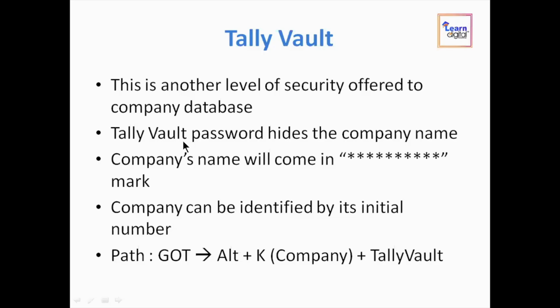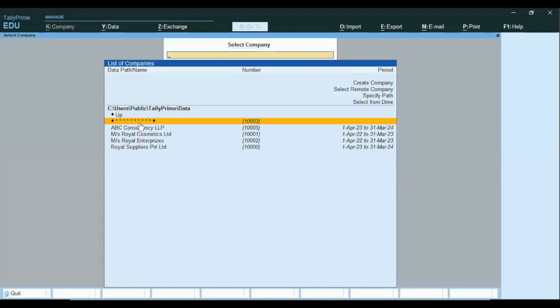The Tally Vault password hides the company name. The company's name will come in stars, star marks, so the company can be identified only by its initial number. So if I have any company with a Tally Vault password, I can find my company only with this folder number, not with the name, because it shows only stars.